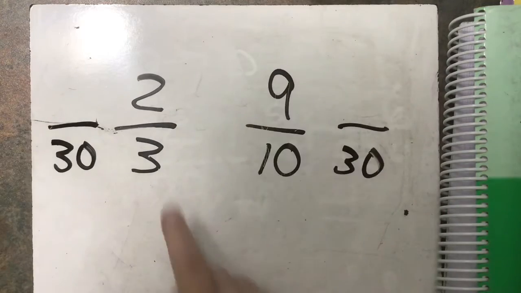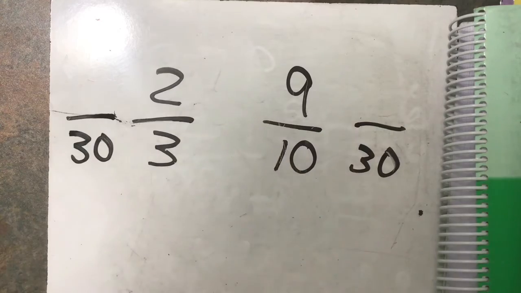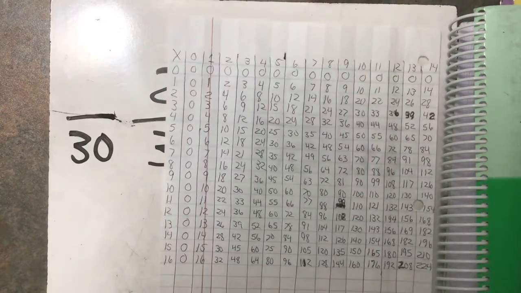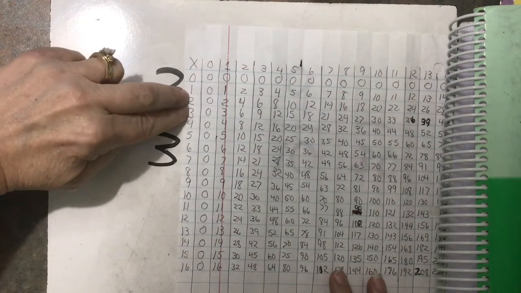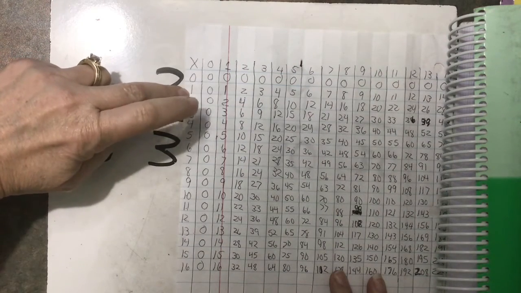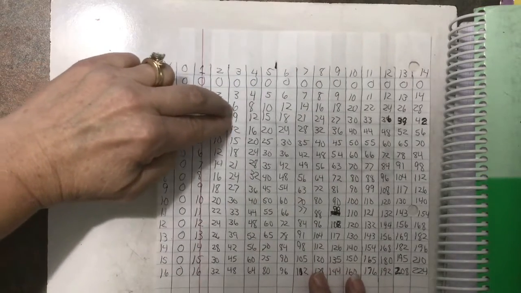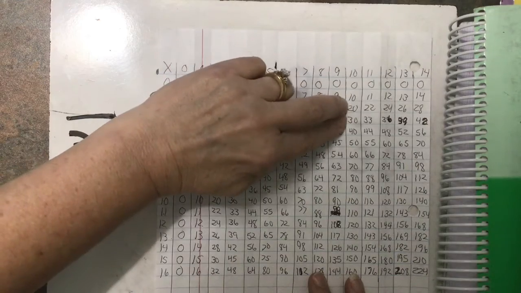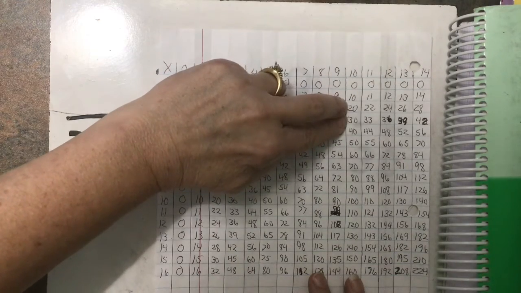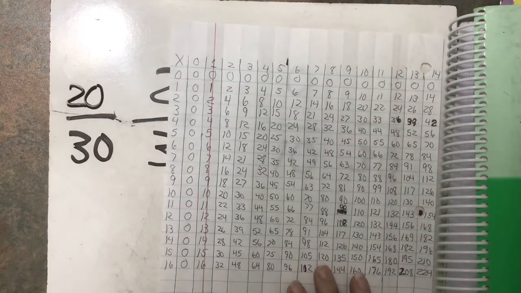and then I have to change the top. If I change the bottom, I must also change the top. So here's where your chart comes in again. I find 2/3 on my chart. There's 2/3, and I go across until the 3 becomes a 30. So 2/3, and I keep going. Now my 3 is a 30. That makes my 2 become a 20. So that means that this is going to be 20/30ths.